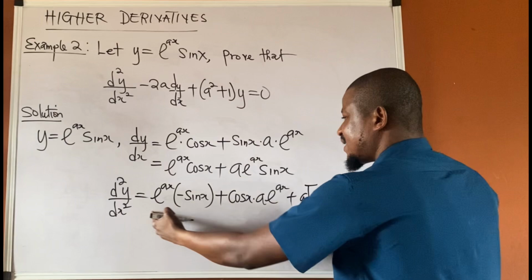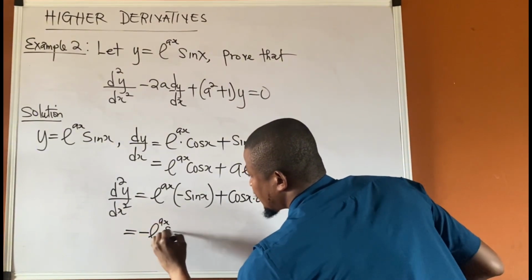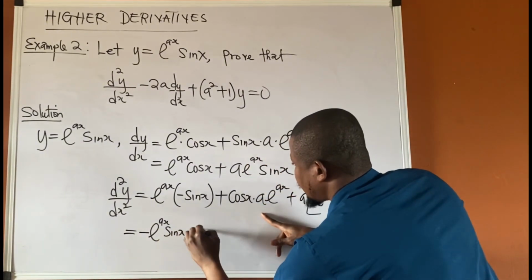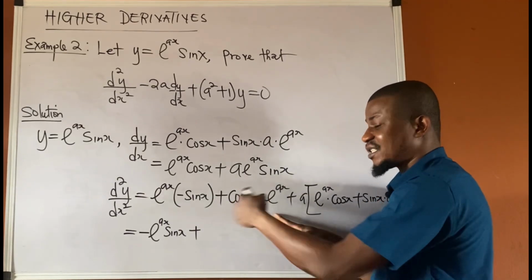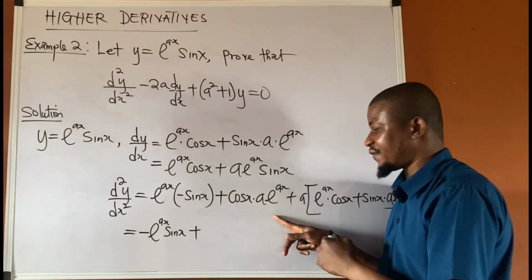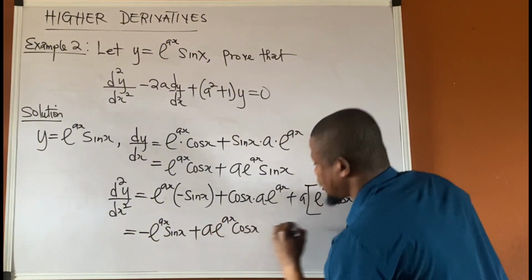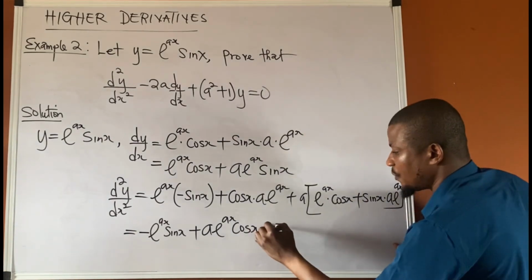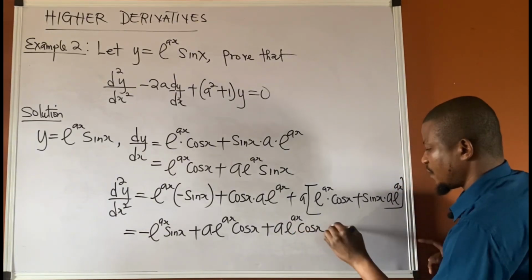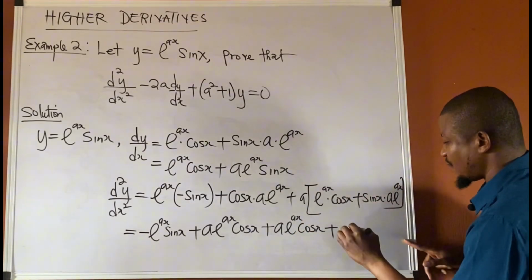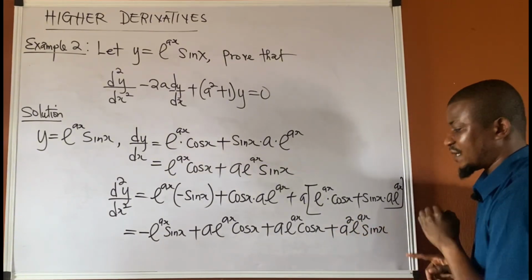Okay, so the next thing is now to simplify everything there. We have a negative exponential ax sine x plus, I will always prefer to bring the constant and the exponential term first before the trig function. Okay, so we have e^(ax) cos x. Now if I open up this bracket, I will have e^(ax) cos x plus, if I multiply this to this, I will have a squared e^(ax) sine x.